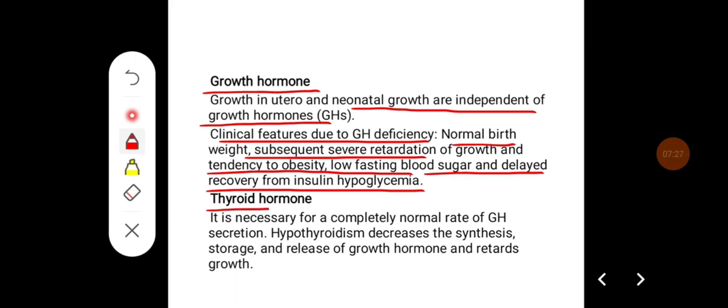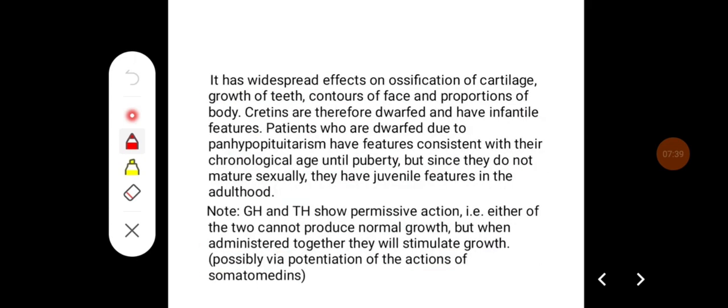Thyroid hormone is also very important. It is necessary for a completely normal rate of growth hormone secretion. Hypothyroidism decreases the synthesis, storage, and release of growth hormone and retards growth. Thyroid hormone has a widespread effect on ossification of the cartilage, growth of teeth, contours of the face, and proportion of the body. Cretins are therefore dwarfed and have infantile features.